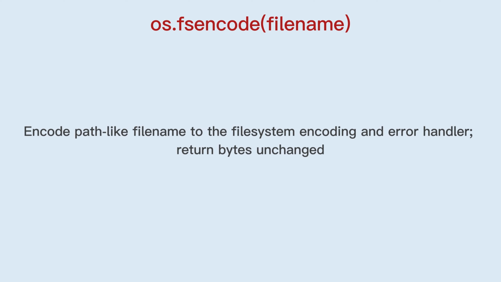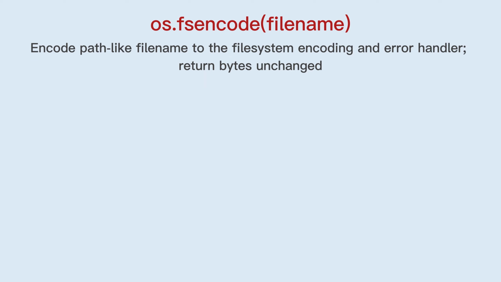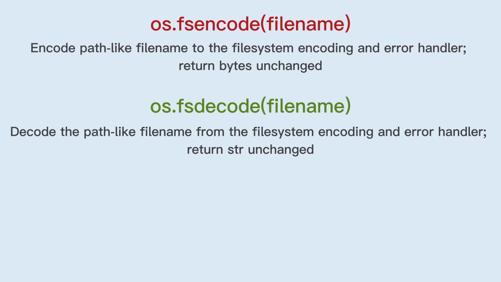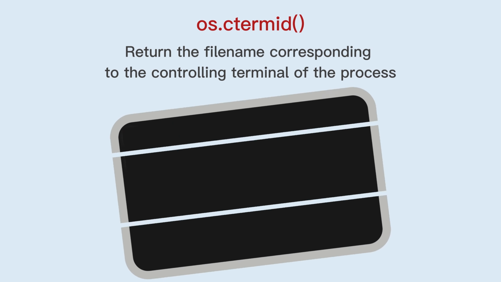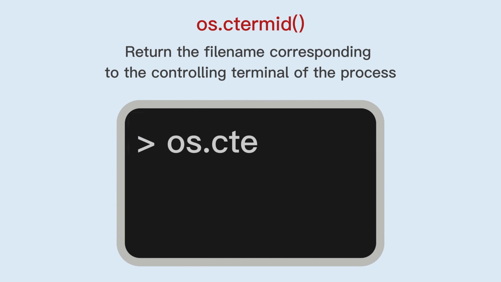os.fsencode: encode path-like filename to the filesystem encoding and error handler; return bytes unchanged. os.fsdecode: decode the path-like filename from the filesystem encoding and error handler; return str unchanged. os.ctermid: return the filename corresponding to the controlling terminal of the process.